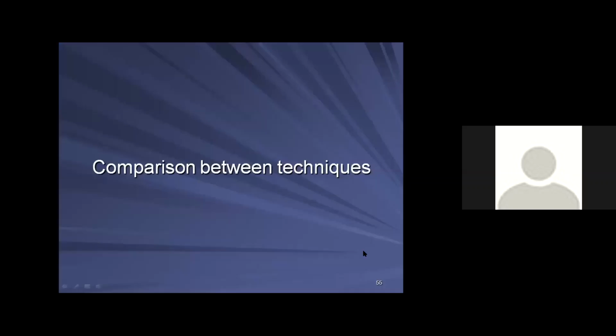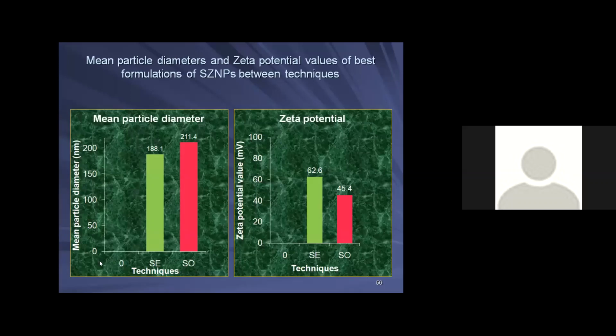So now we are going to compare the techniques, salting out as well as solvent evaporation technique. In salting out and solvent evaporation, the F3 formulation is what we got as the best one. The best mean particle diameter we obtained with the solvent evaporation technique is 188.1 nanometers. With the salting out technique, it is 211 nanometers. And the zeta potential value is 62.6, which indicates it is highly stable. In salting out, it is 45.4 millivolts.